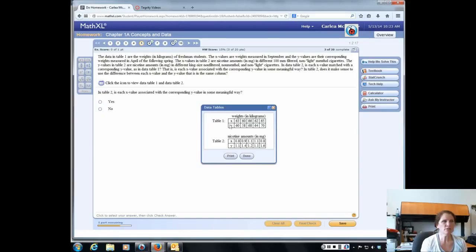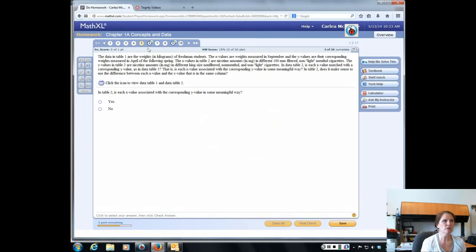So this first table has a meaningful association. That is, it's one person's weight over 2 different times. But in the second one, these are 2 different kinds of cigarettes and their milligrams, so it's not as meaningful. It doesn't really make sense to pair those up. One of them's menthol, one of them's not, or whatever. So it doesn't really make sense to compare those in the same way.